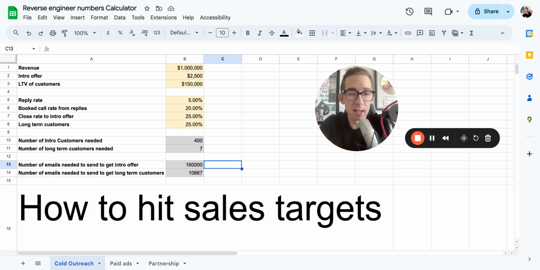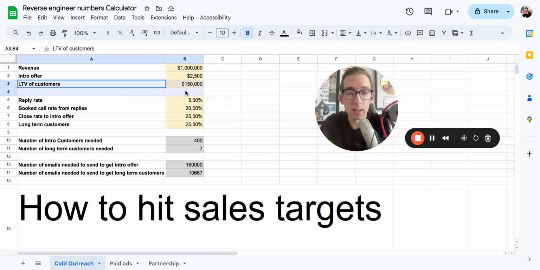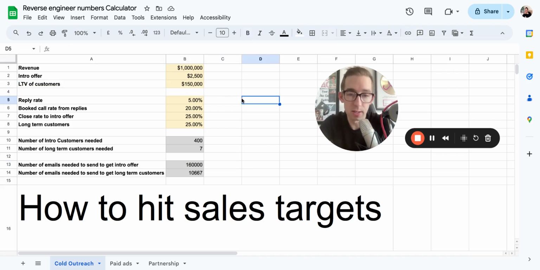Now let's look at it a little bit differently, and we go, okay, the lifetime customer value of our customer is 150,000. So if we want to make $1 million, how many long-term customers do we need? Well, we need 7. Now, remember, 25% of the people who buy the intro offer then go on to buy the long-term offer. These numbers may be different for your business. You can put them in whatever way you want. And by the way, the stuff highlighted in the yellowy, creamy color, that's the stuff you edit. Everything in gray, don't edit that because it automatically updates.